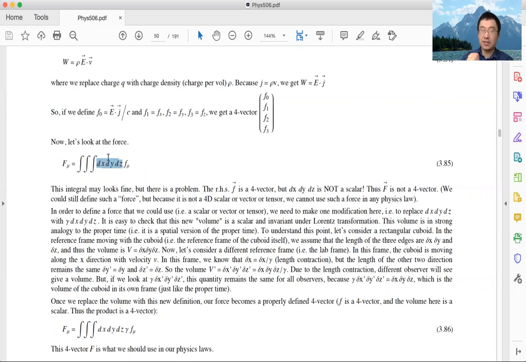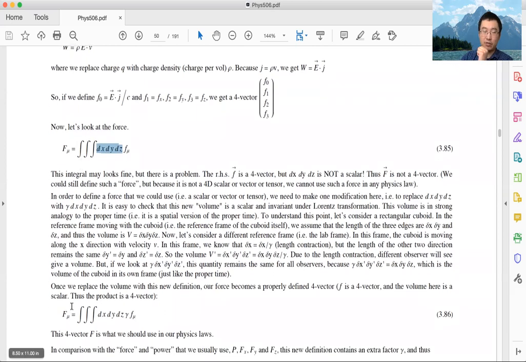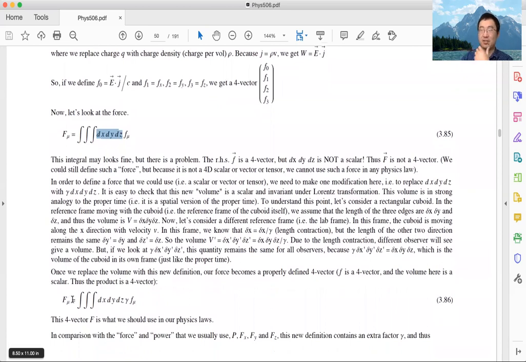If it's not a scalar, something not a scalar times a vector would not give you a vector. So this definition of force needs modification. The goal of this modification is to define a new force, which is indeed a vector. In other words, we need to modify the volume into something which is a scalar. And the scalar volume is actually very easy to define. It's the original definition of volume, dx, dy, dz, multiplied by gamma. This gamma is the same gamma we use in the Lorentz boost. It's 1 over square root of 1 minus velocity squared over c squared.